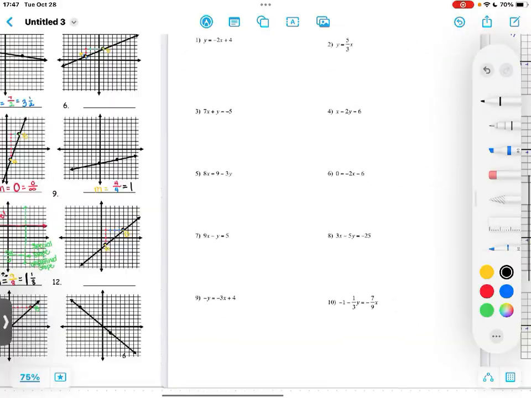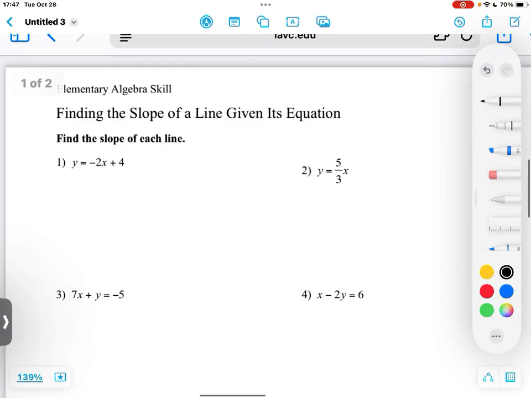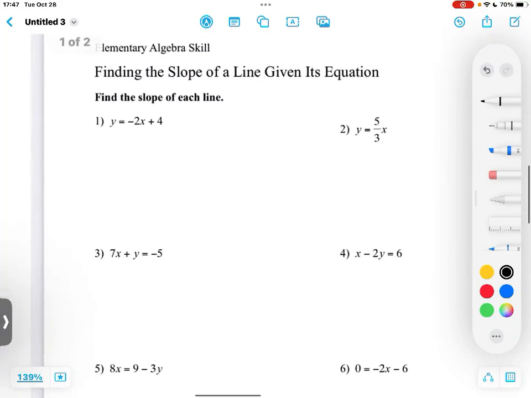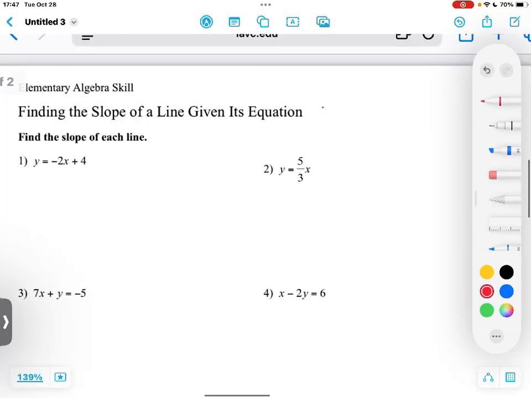All right, so those were the odd problems for these examples. The next thing we're going to look at is finding the slope of a line given an equation. Still looking at the odd problems. Now for these equations, we're going to be looking at slope-intercept form. So y equals mx plus b.